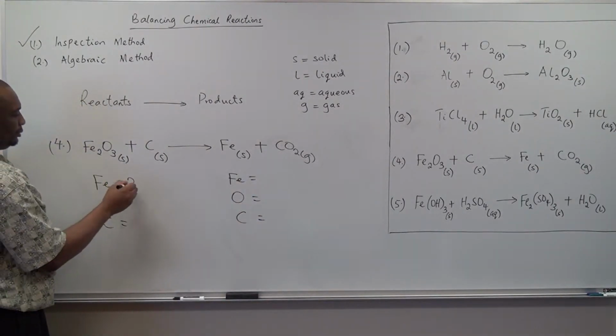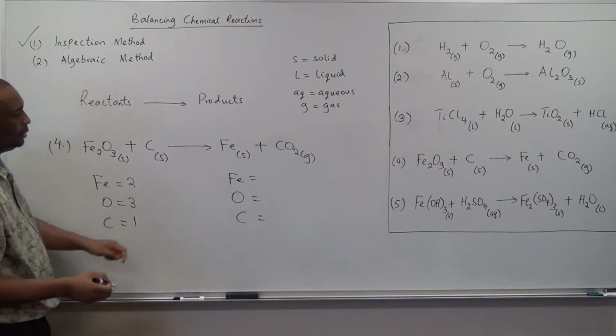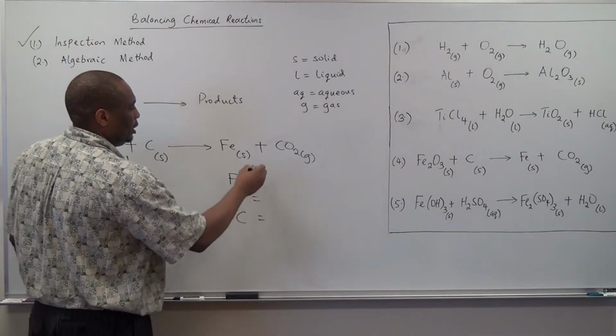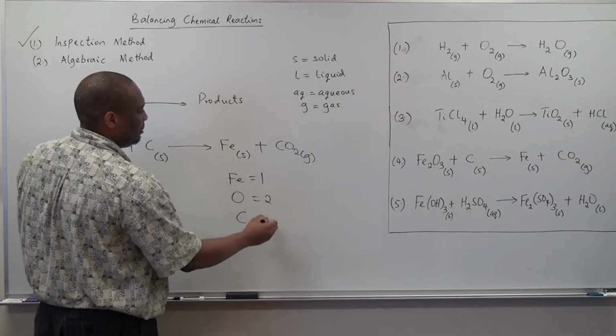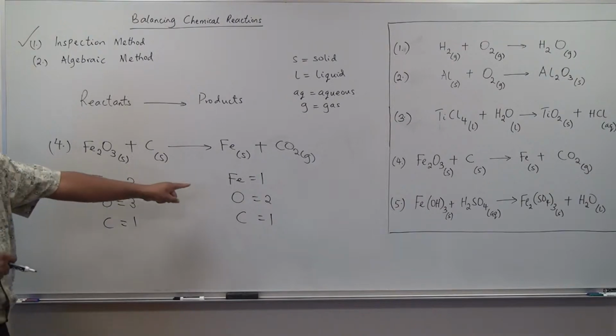Iron is what here? 2. Oxygen is 3. Carbon is 1. Iron is 1. Oxygen is 2. Carbon is 1. Okay? So we have 2, 1, 3, 2, 1, 1. Carbon is the only one that is balanced now. Let's go ahead and balance iron.